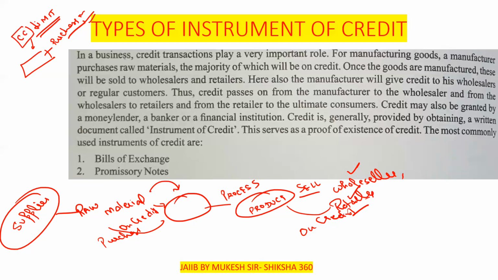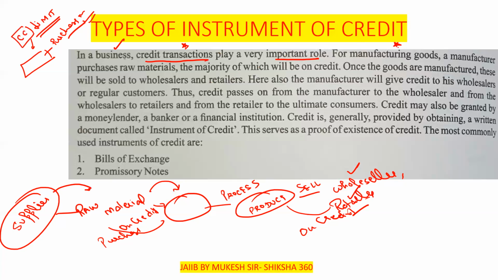So, types of instrument of credit. In a business, credit transactions play a very important role. Here they will sell the material on credit. So what proof will they have in their hands, so that later they can claim the money if the buyer does not pay? What technique will they use? So let's discuss. In a business, credit transactions play a very important role.